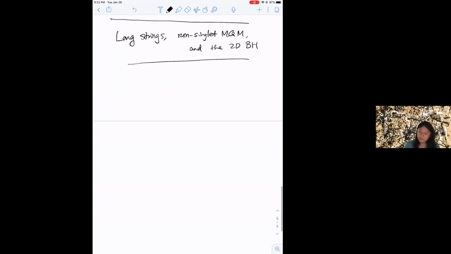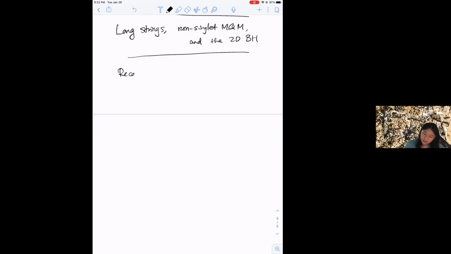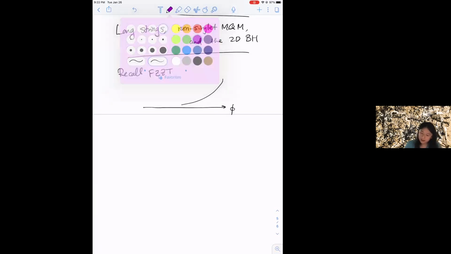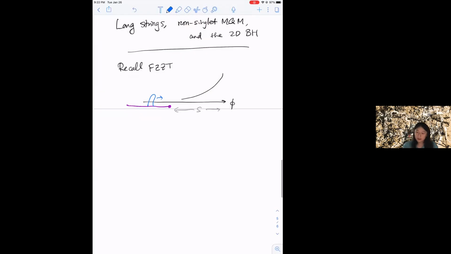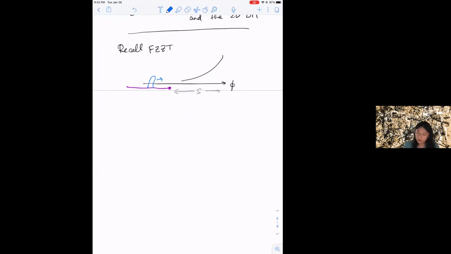Okay, so let us recall the FZZT brane, which I introduced last time. So we've got this Liouville direction with the potential, and the brane looks like this. And it's some distance s away from the strong coupling region. And on the brane, there's an open string that can propagate. This open string can scatter with one another. They can also scatter with closed strings. It's non-trivial dynamics.